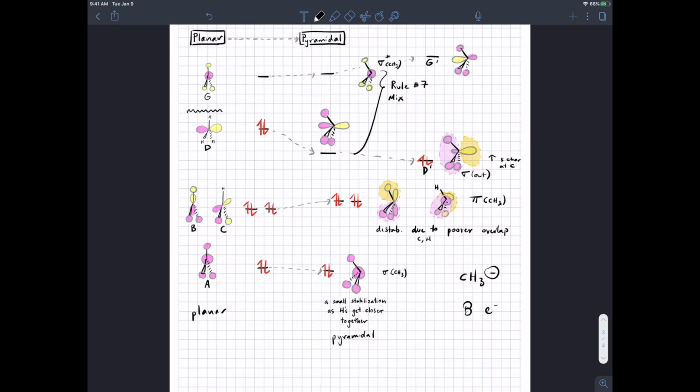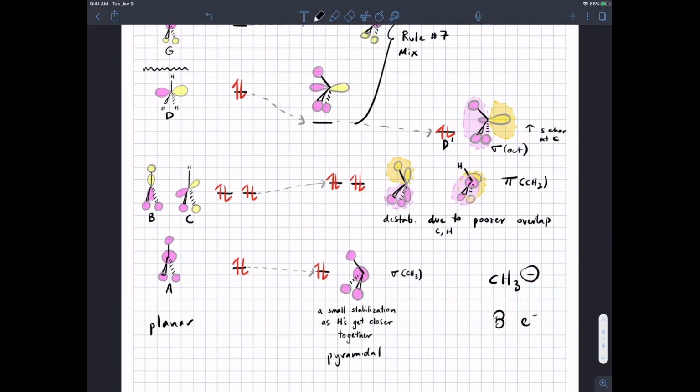Right, when we go pyramidal, the significant amount of stabilization we get by introducing new carbon-hydrogen overlap and by rehybridizing to an orbital with more s character more than compensates for the modest destabilization of the pi orbitals.